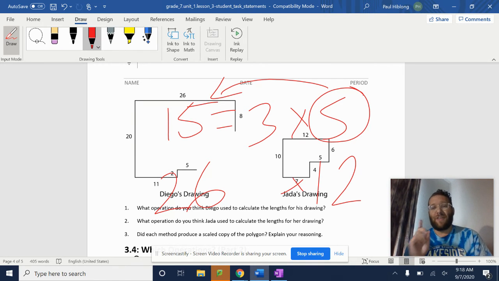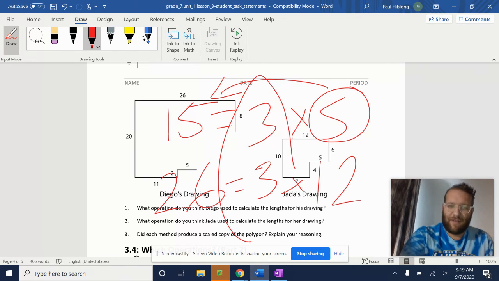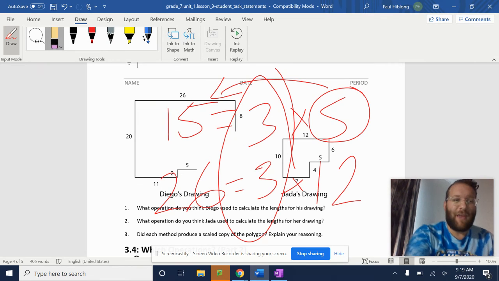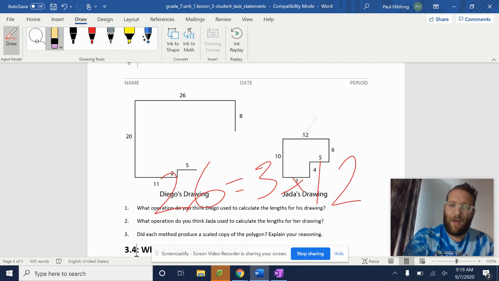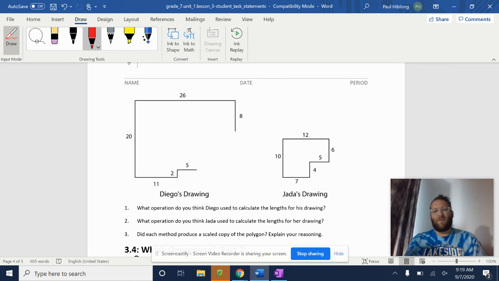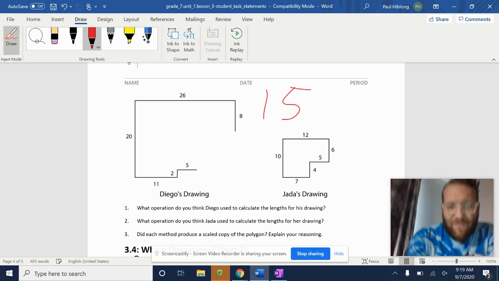Because remember, we can only have an actual scale factor if everything multiplies by the same number. So 12 times 3 equals 36. There it is. We see that they are the same. And we can assume, because it looks the same and the numbers match up, that this is going to be a scale copy. But we have to remember, we're going from the original to Jada's. So we actually looked from Jada's to the original just to make it easier, honestly. But really, we're going from 15 down to 5.